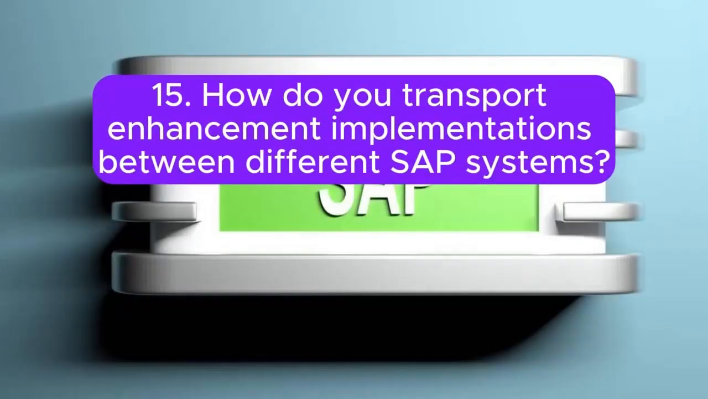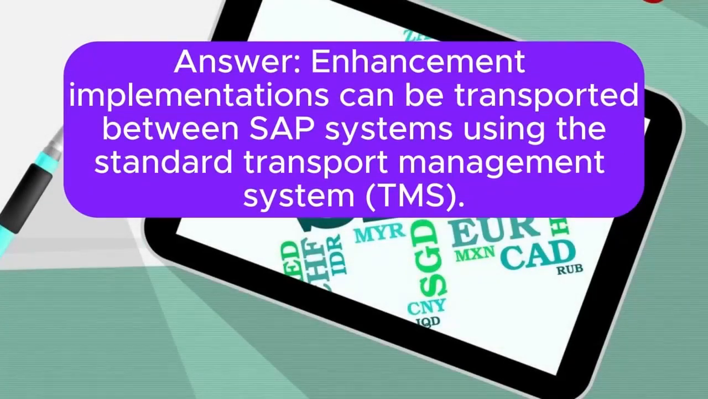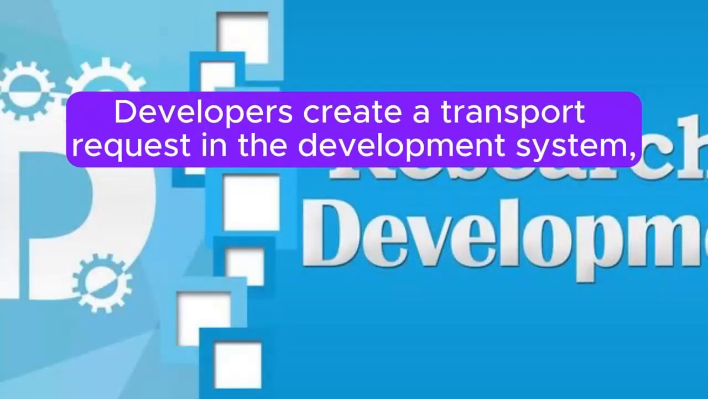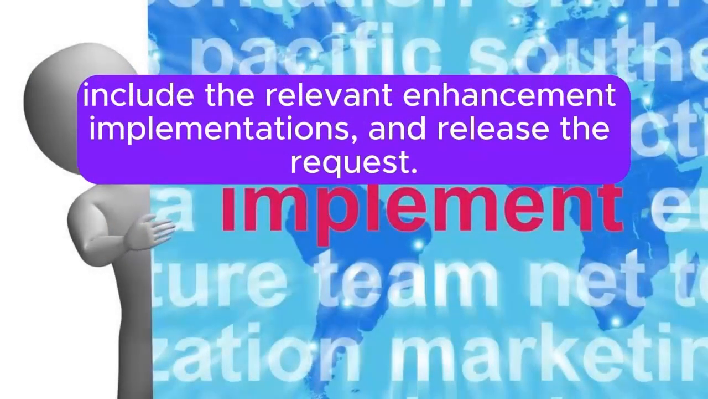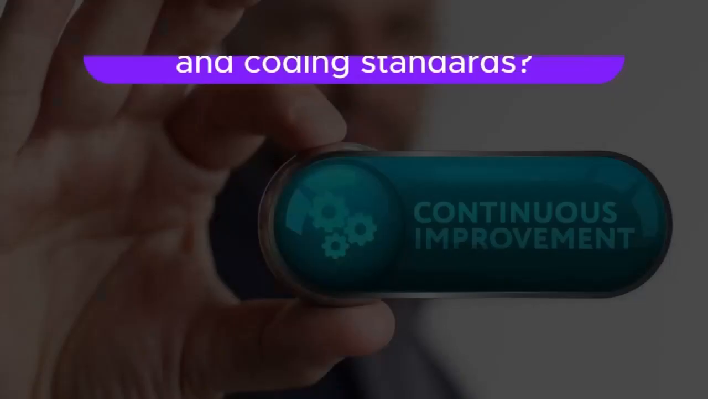15. How do you transport enhancement implementations between different SAP systems? Answer. Enhancement implementations can be transported between SAP systems using the Standard Transport Management System (TMS). Developers create a transport request in the development system, include the relevant enhancement implementations, and release the request. The transport request is then imported into the target system, where the enhancements are deployed.